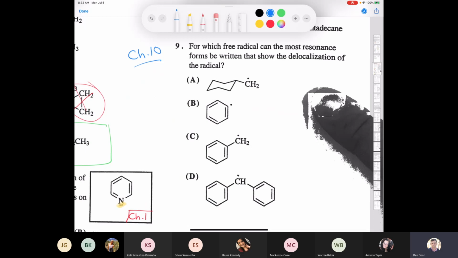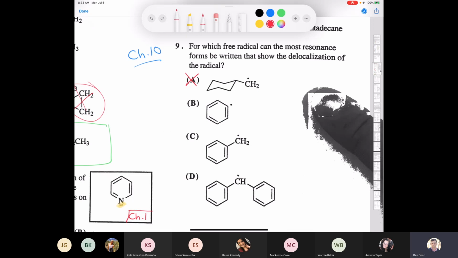All right, I think I'm getting some answers here. So we want to show the most resonance forms. Well, A has no resonance forms. I think we would all probably agree on that. The unpaired electron isn't allylic to anything, so there's going to be no resonance structures for that one.